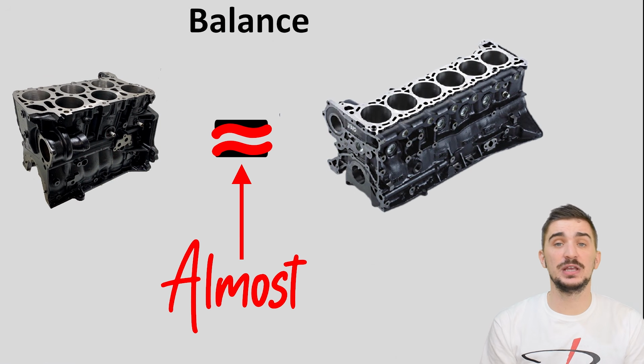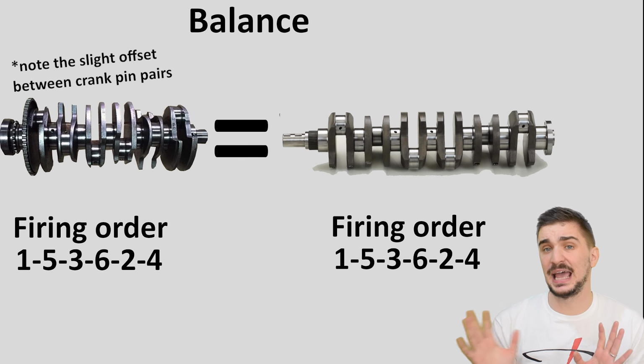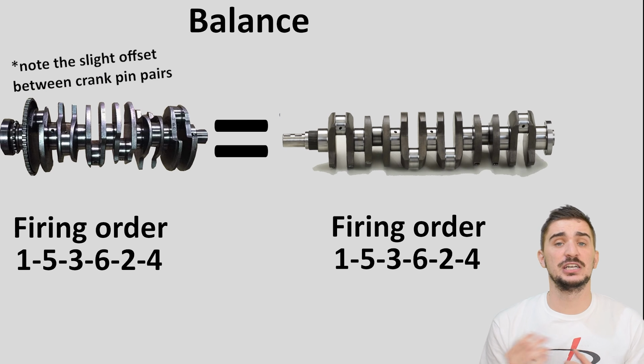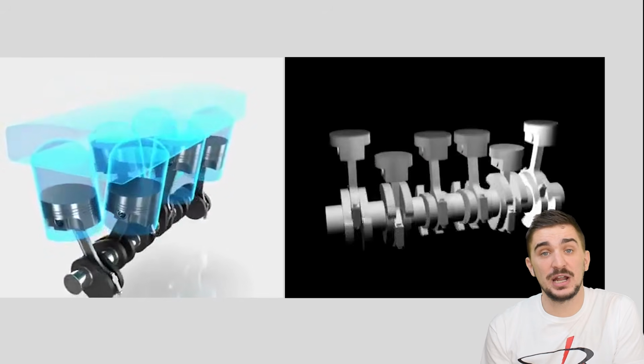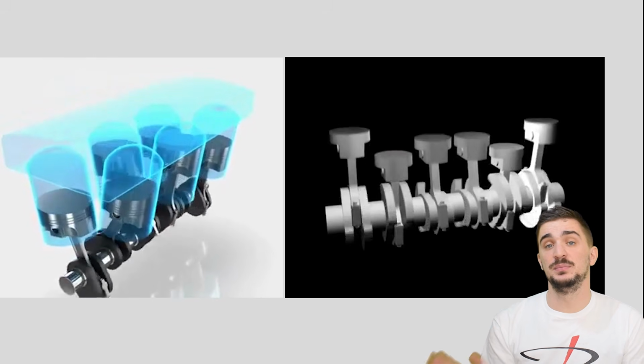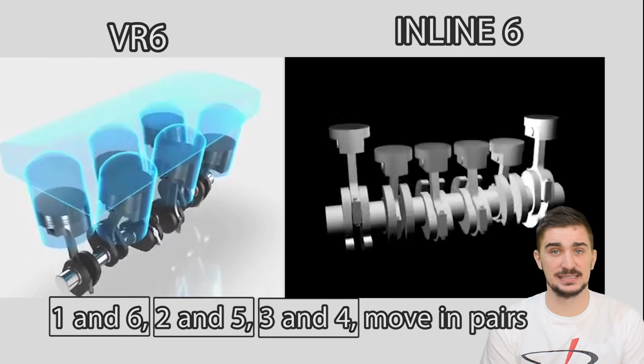Now in the VR6 we have the same firing order as in a typical inline 6. We even have an extremely similar crankshaft. The anatomy is almost the same, with the crankshaft in the VR6 of course being shorter. And because we have almost the same crankshaft, it means that we have the same pistons moving in the same pairs in the VR6 and in the inline 6-cylinder engine.